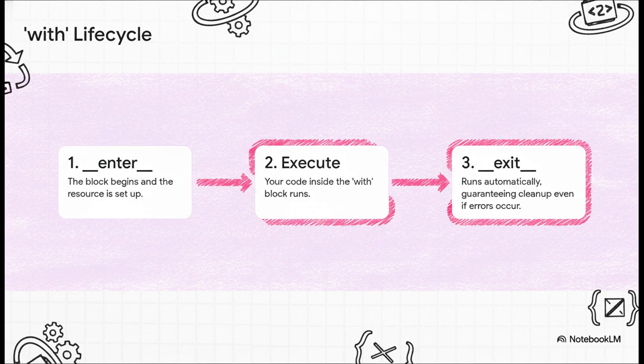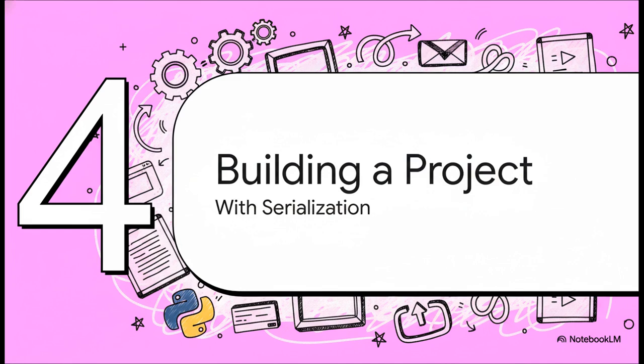As soon as you enter the block, a special method called __enter__ runs to set everything up, like opening the file. Then your code inside the block runs. And here's the magic part. After your code is done, an __exit__ method is guaranteed to run, no matter what. Even if your code crashes with an error, that exit method will run and clean things up. It's safety by design. Okay, so we've looked at iterators, decorators, and context managers.